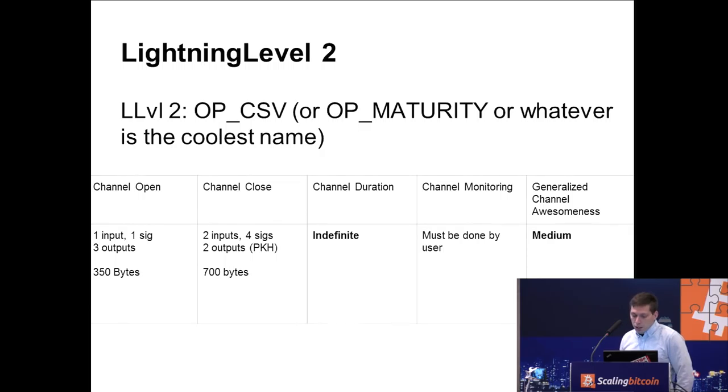The channel open and channel close transactions are pretty much the same size, but the channel duration now is indefinite. So you can just keep the channel open as long as you want. Both participants can still close it cooperatively immediately, within 10 minutes. But there is a sort of timeout period, the uncooperative close timeout. So let's say you could make that 1 week like in the other one. In this model, the idea is if my counterparty disappears, I wait around for a few hours and I'm like, he's gone. Okay, I'm going to push my current channel state to the blockchain.